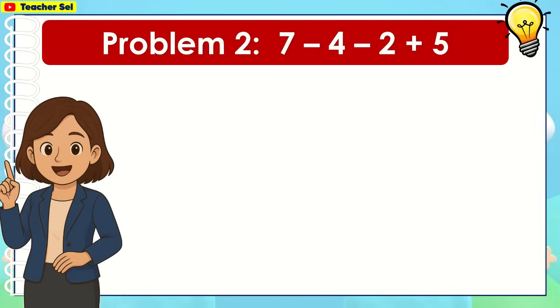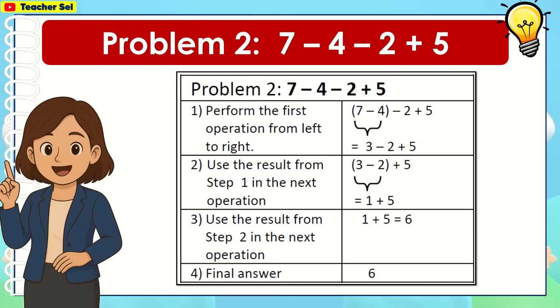For problem 2, 7 minus 4 minus 2 plus 5. Here is the correct answer. Perform the first operation from left to right. 7 minus 4 equals 3. Use the result from step 1 in the next operation. 3 minus 2 equals 1. Use the result from step 2 in the next operation. 1 plus 5 equals 6. The final answer is 6.